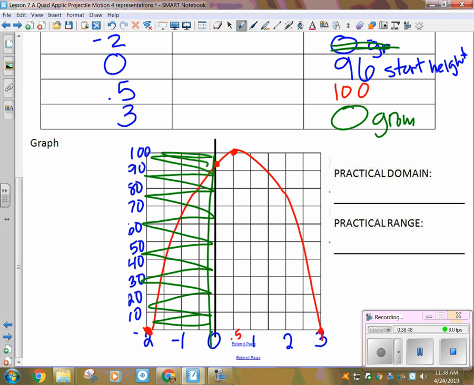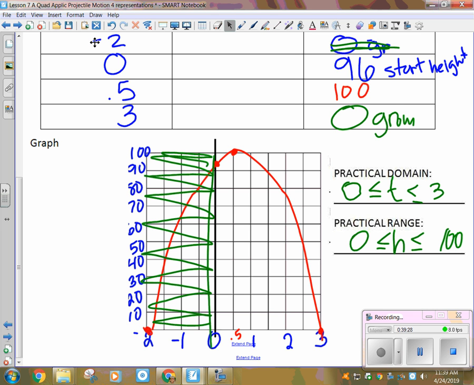0 doesn't mean on the ground. Practical domain. Time in the middle, less than, less than. What is the time that makes sense? Negatives don't make sense. So between 0 seconds on the stopwatch, and when we stopped counting? 3 seconds because it's back. 0 to 3. As it touches at 0, it touches at 3. Practical range. Lowest to highest. Well, when it's on the ground, it was at 0. Height, between, how high did it go? 100. What are some possible questions? Do you now know some questions?